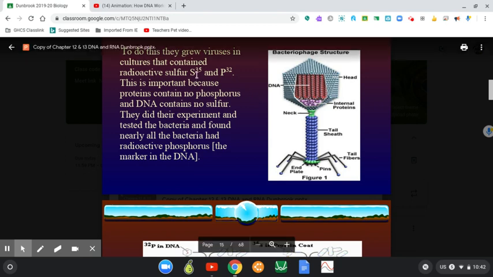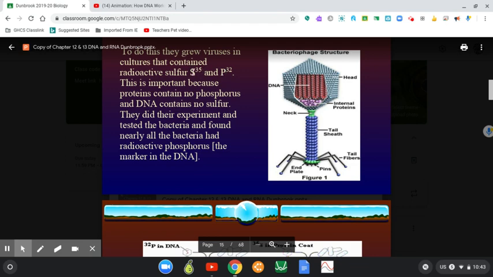Radioactive, think of those as glowing in the dark. You can kind of see them and trace them, and they're very easy to follow. And he took radioactive sulfur. By the way, sulfur is only found in proteins. And then he took radioactive phosphorus. Phosphorus, P, is only found in DNA. So this is going to kind of be like a marker or a tag to follow these two chemicals. And by following these two chemicals, if you see glow-in-the-dark phosphorus, you know it came from DNA. If you see glow-in-the-dark sulfur, you know it came from protein.